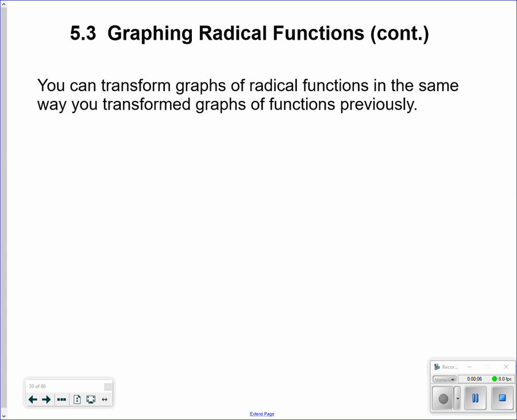Section 5.3, Day 2. Today we're going to talk about something that we've actually done a couple of times this year already. We're going to talk about transformations. So when you're talking about graphing and you want to shift something, or translate something, or do a reflection, or a vertical stretch, or vertical shrink. These are things that we've actually already talked about a little bit.